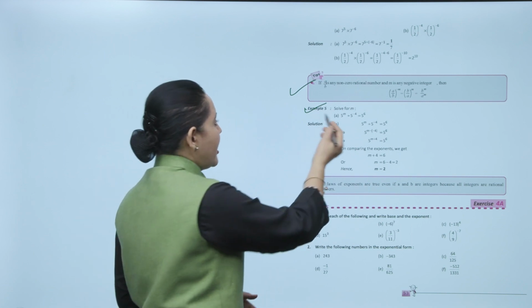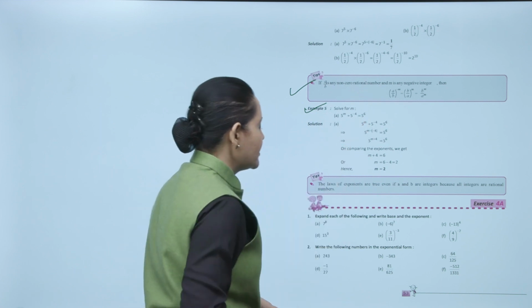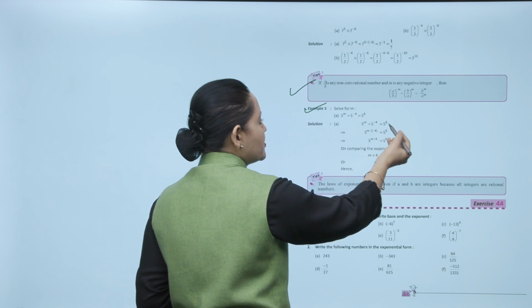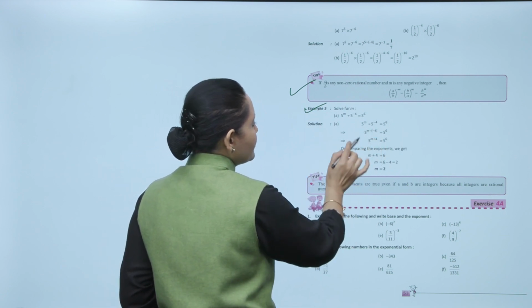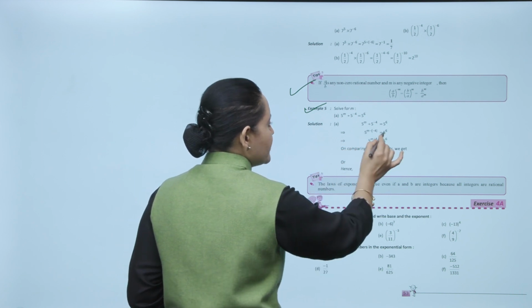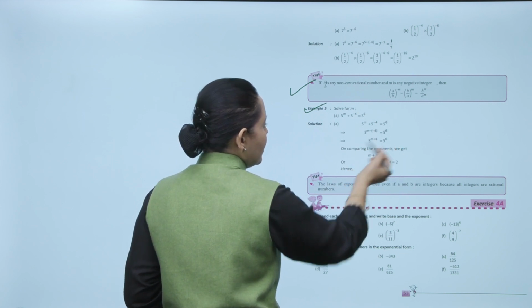5 to the power m divided by 5 to the power minus 4 equals 5 to the power 6. So 5 to the power m divided by 5 to the power minus 4 equals 5 to the power 6. Since this is a division, we can write 5 to the power m minus minus 4 equals 5 to the power 6. So 5 to the power m plus 4 equals 6.